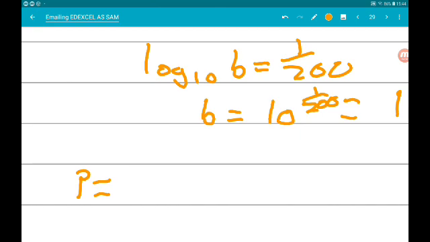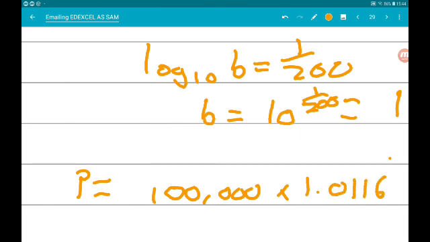So I'm now going to say that P is 100,000 times 1.0116 to the power of t. Cool.